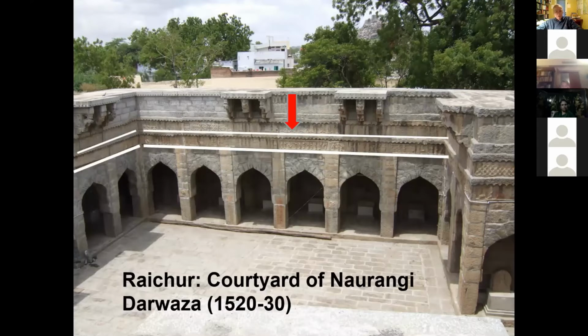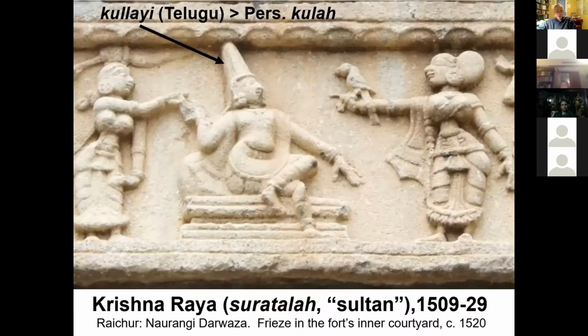You have this frieze of images depicting the Ramayana epic, but included in that is an image of Krishnaraya himself wearing a kula, or as it's been indigenized in the Telugu language, kulai. And I want to just remark here that the indigenization of language, as I first illustrated with Prime Minister Modi, is something that had been going on across South Asia and is only one dimension of this increasing diffusion of Persian culture into South Asia.